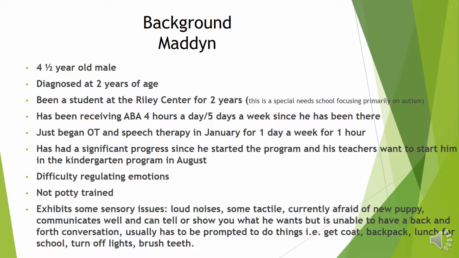He has had significant progress since he started the program, and his teachers want to start him in the kindergarten program in August. He has difficulty regulating some of his emotions, and he's not yet potty trained. He exhibits some sensory issues, such as sensitivity to loud noises and some sensitivity to different tactiles. He's currently afraid of the new puppy that they just purchased. He communicates well and can tell or show you what he wants, but is unable to have a back and forth conversation. Usually he has to be prompted to do things such as get his coat, get his backpack, get his lunch for school, turn off lights, and brush his teeth.